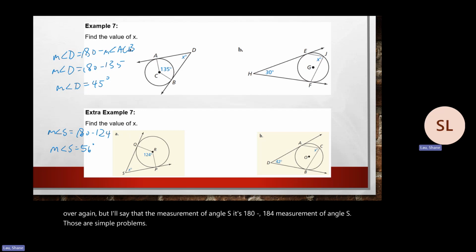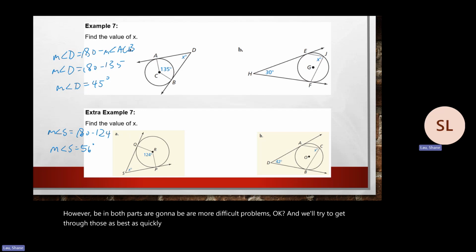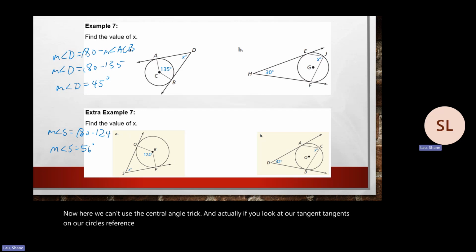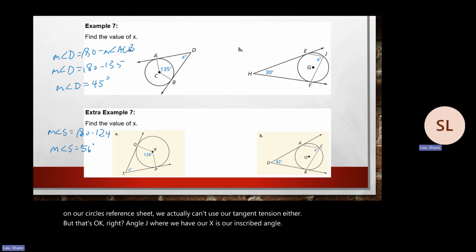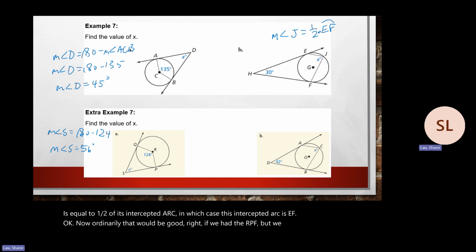However, part B in both examples are going to be our more difficult problems. We'll try to get through those as quickly and as accurately as we can. Now here, we can't use the central angle trick. And actually, if we look at our tangents on our circles reference sheet, we can't use our tangent either. But that's okay, right? Angle J, where we have our X, is our inscribed angle. Remember, the measurement of inscribed angle J is equal to 1/2 of its intercepted arc, in which case this intercepted arc is EF. Ordinarily, that would be good if we had the arc EF, but we don't. But we can figure it out.